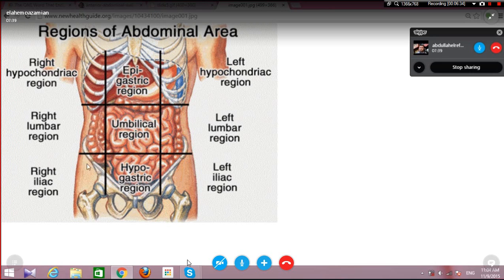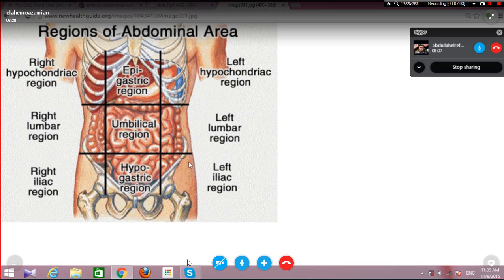What are our horizontal lines? Again, we have different possibilities, okay? We can draw subcostal. What is subcostal? Do you see here the 10th costal cartilage? If you draw a line which passes from inferior border of 10th costal cartilage, this line is called subcostal. So this is one line.